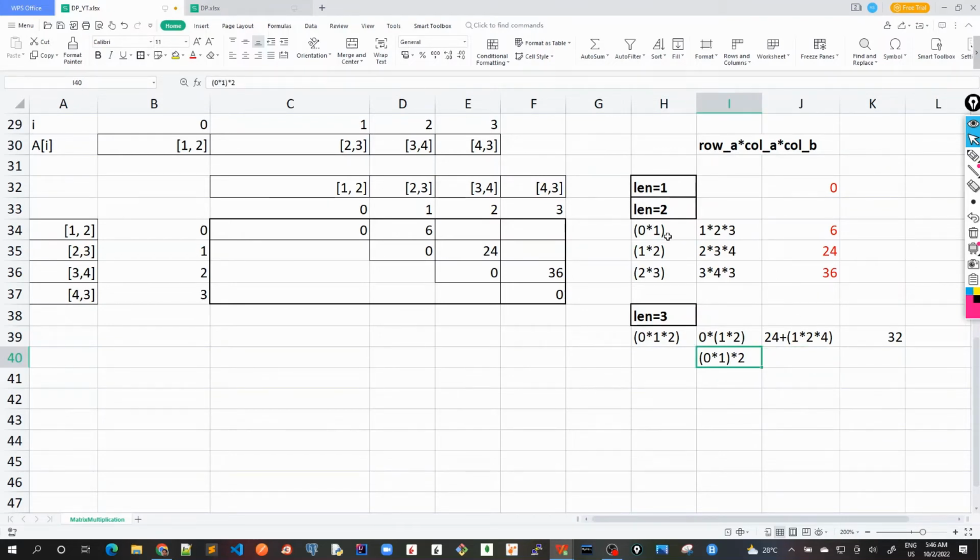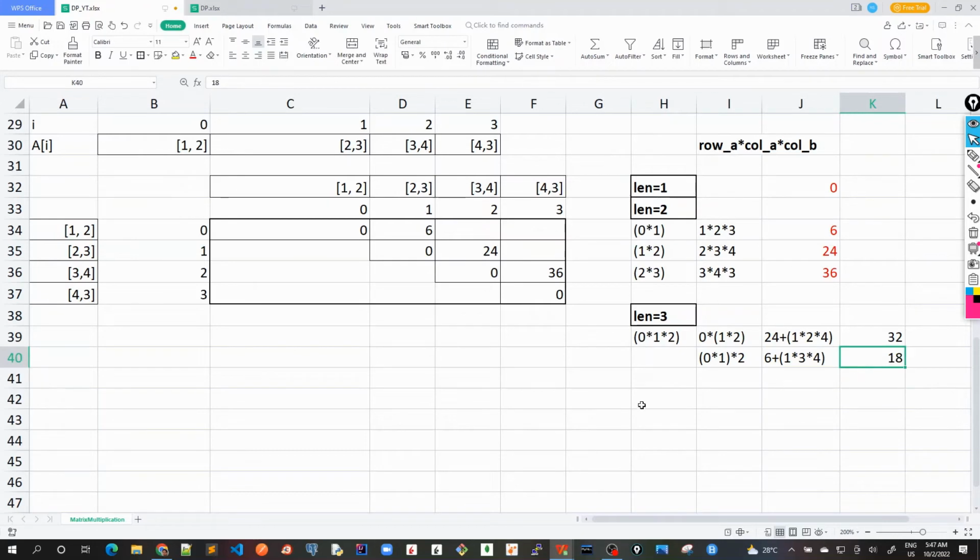Similarly here as well, we can see 0 and 1 is already solved here. So it would be again 6 plus the product of 0 and 1, which would have dimension 1 and 3, so 1 multiplied by 3, and for 2 it is 3 and 4, so it should be 3 multiplied by 4. So this one would be 12 plus 6, which is 18.